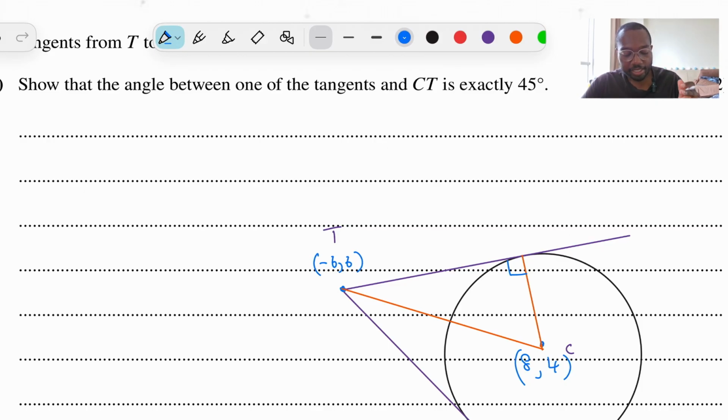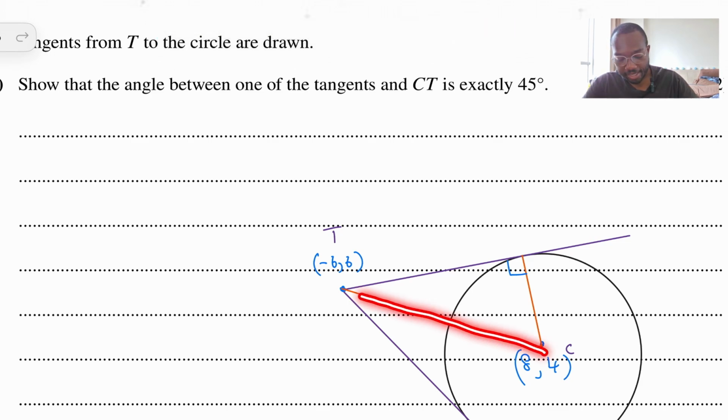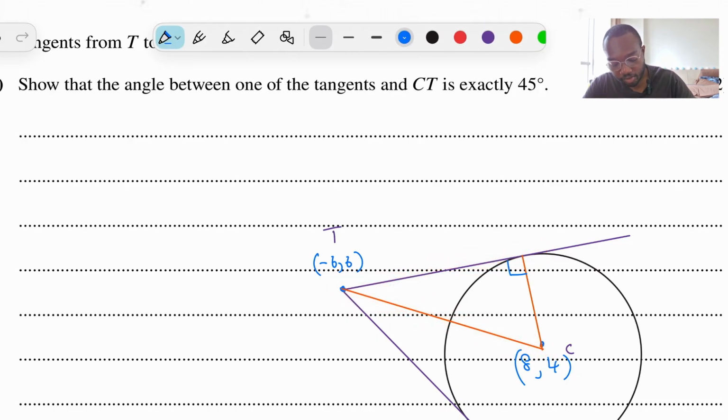And what we're saying is the angle between one of the tangents and CT. So we know that this is CT, and then we know that this is one of the tangents. So we're actually talking about this angle right here. We need to prove that that angle is 45 degrees. So how can we prove that that is 45 degrees?